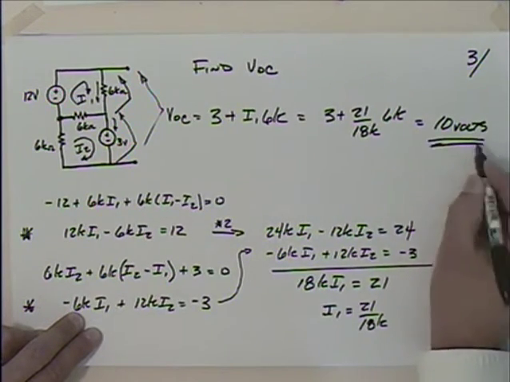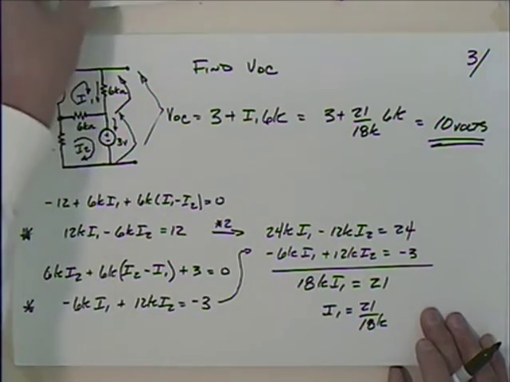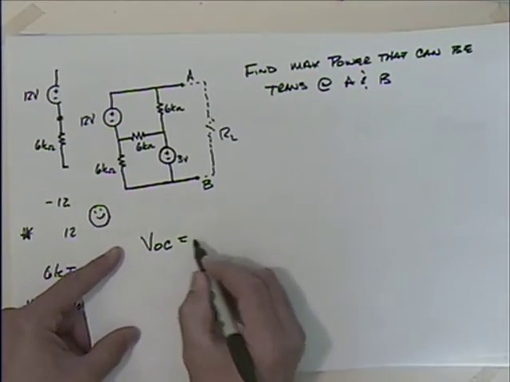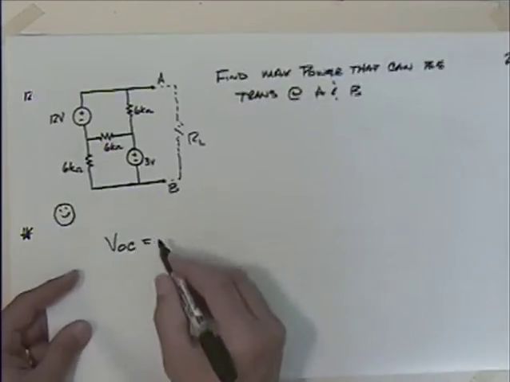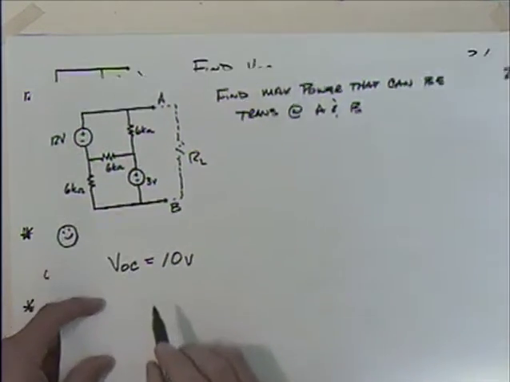So that's my V open circuit. Now I'll come back here to page 2 and record that V open circuit is equal to, what did we say, 10 volts. Okay, and that's from page number 3.